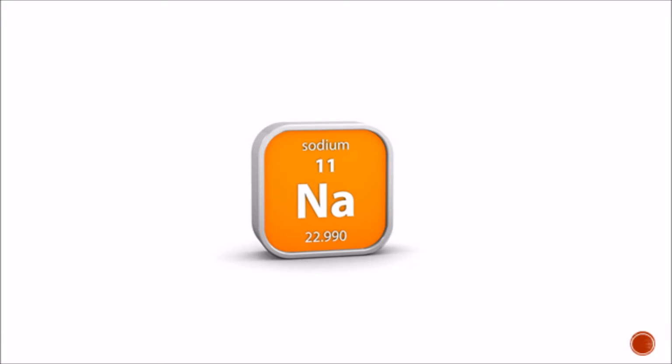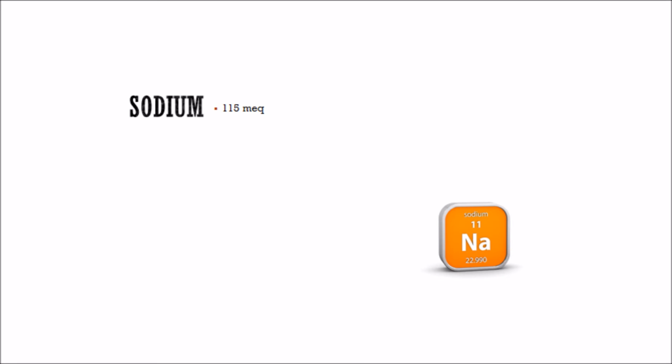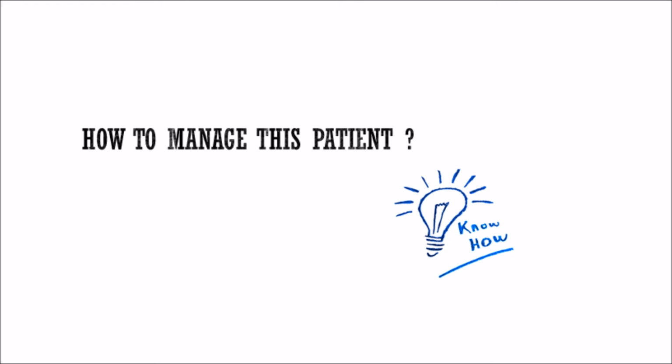Because of the history of TURP, you ordered a set of labs. Basically, you were checking sodium, and the sodium came back as 115. So you made a diagnosis of TURP syndrome, and here is the big challenge. It's very easy to make this diagnosis in this case. The question is how to manage this acute confusion in light of this hyponatremia. Here is how to start these cases.